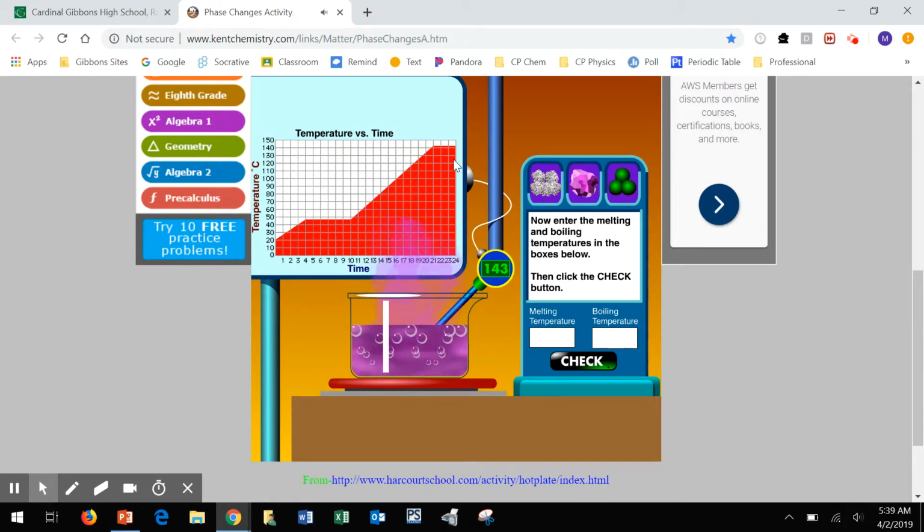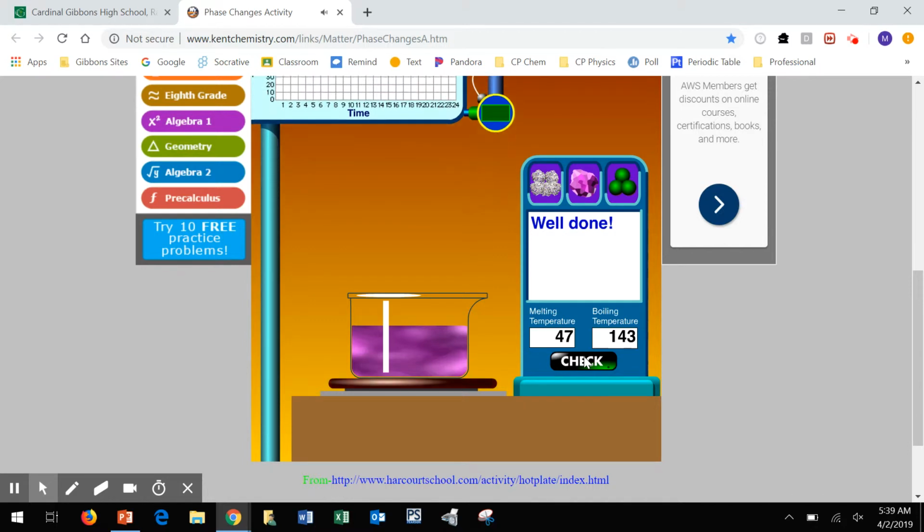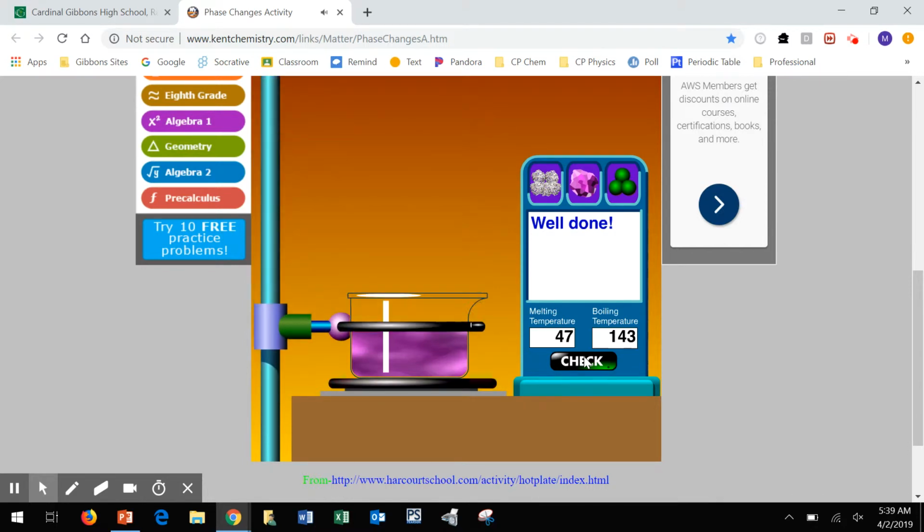So here, where you're trying to find the melting temperature, you're looking for the flat part here. I believe that was 47. And then up here, you can see the boiling point is where it is right now, 143. So hopefully, it's kind of cool. Right. So that was what you were supposed to experience, and that's true with any substance.